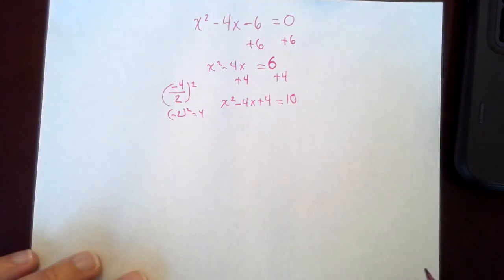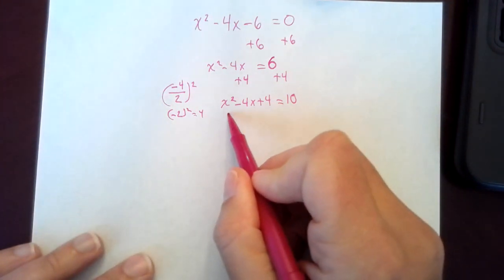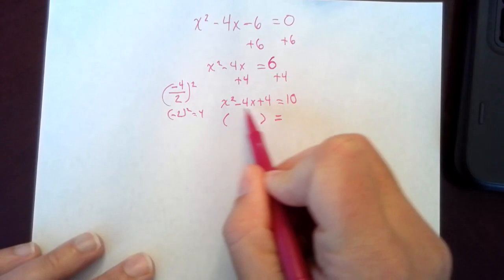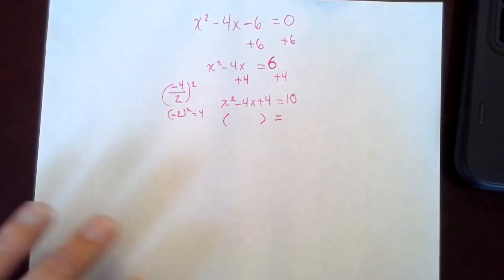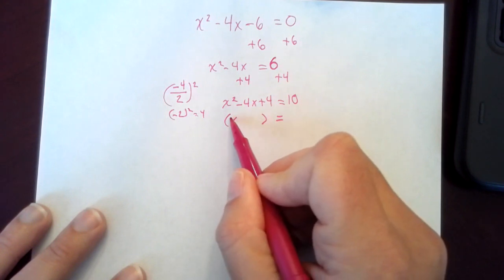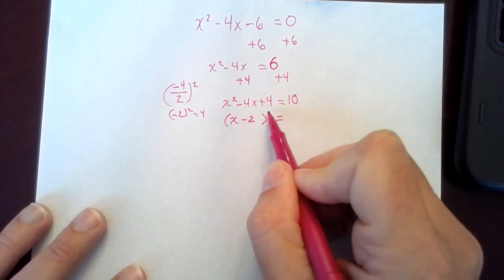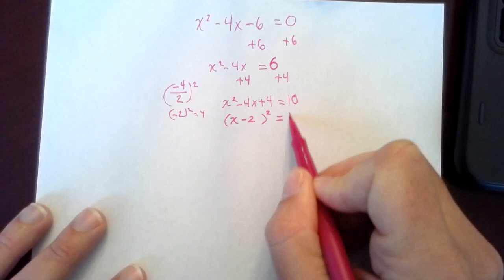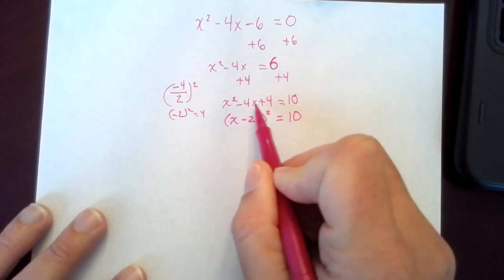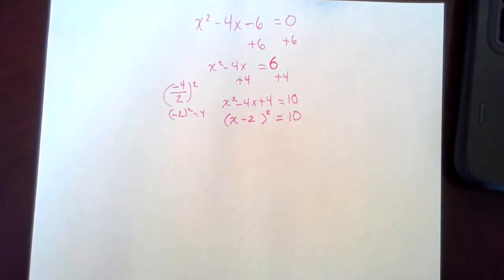All right. Now I'm going to factor this side. And I know this can be factored because we turned it into a perfect square trinomial. This is what we were practicing earlier. This will become x minus 2 squared equals 10. Now I didn't change, divide, or multiply anything on this right side, so the 10 remains 10.